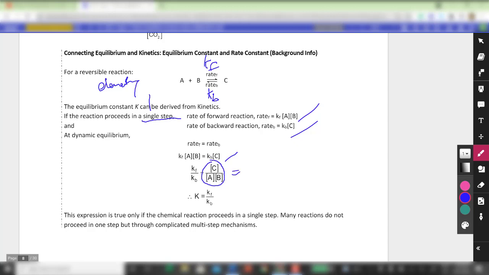So this is actually the Kc. From here we can establish the relationship between Kc and the forward and backward rate constants. It is actually equal to the ratio between the forward rate constant and the backward rate constant.